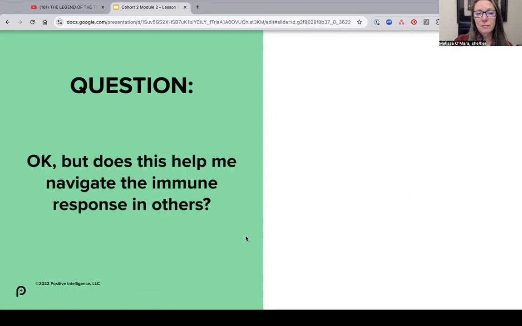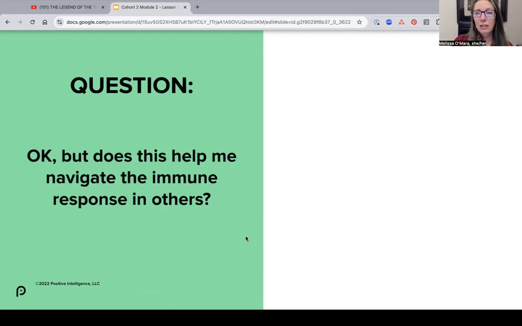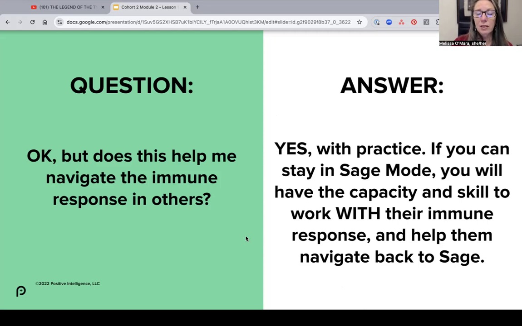So here's a question. You might be wondering, does this help me navigate the immune response in others? The answer is yes, with practice. When we are in sage mode, we have the capacity, and more skill to work with the immune response in other people. And we can potentially help them navigate back to sage. Although we shouldn't be fixated on that because people have to choose their own path. However, we can stay with them and hold the space for them.